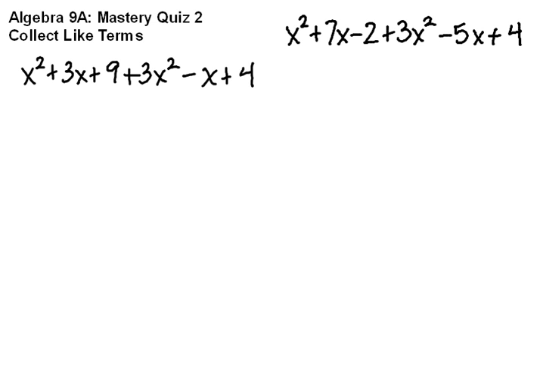So the problem on the back of your second mastery quiz looks like a long one. It's got x squared plus 3x plus 9 plus 3x squared minus x plus 4. Over here I've written a really similar problem that we're going to solve together, and I'll explain to you what's happening. This problem also starts with x squared, and it also has another x squared somewhere in the middle.